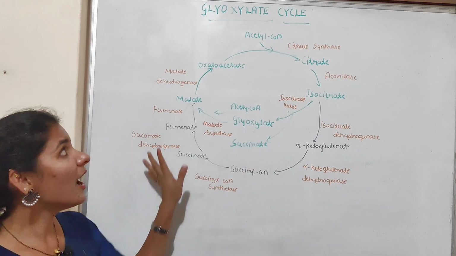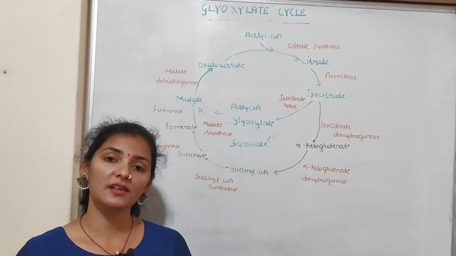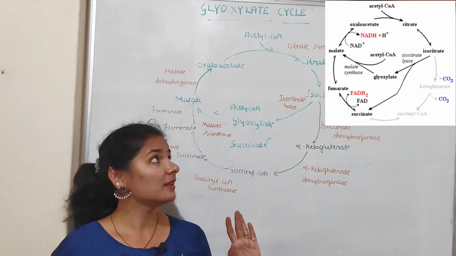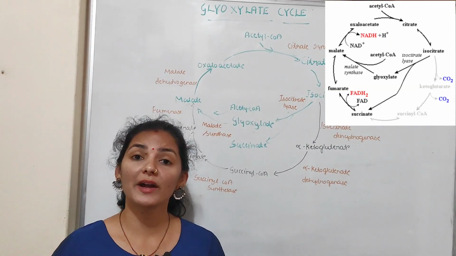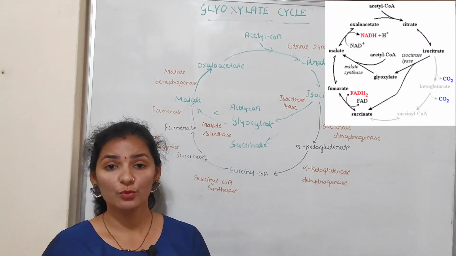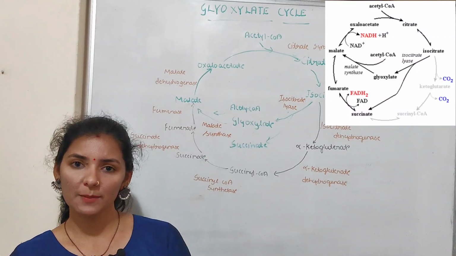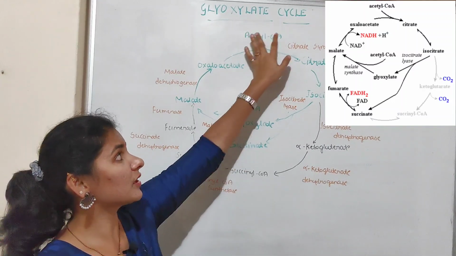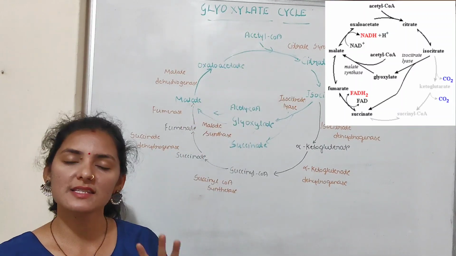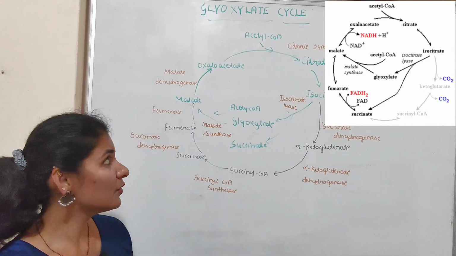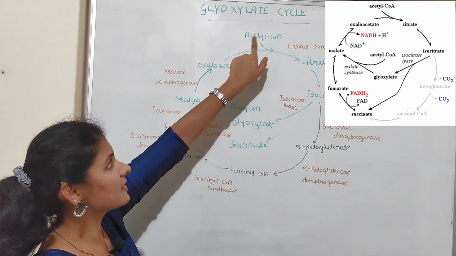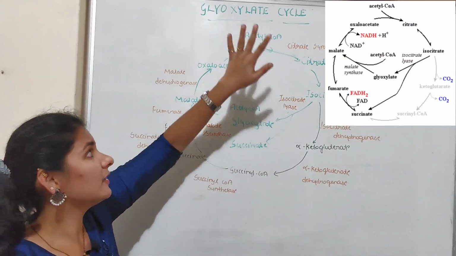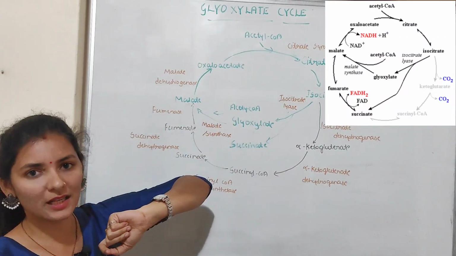Now we'll talk about the actual glyoxylate cycle, or what are the reactions that take place in the glyoxylate cycle. As I already told, this glyoxylate cycle is a modified or variation of the Krebs cycle, which means some of the reactions of the glyoxylate cycle are the same as that of the Krebs cycle. For example, the first step where the acetyl CoA combines with the oxaloacetate to produce citrate, and this reaction is the same as that of the Krebs cycle.